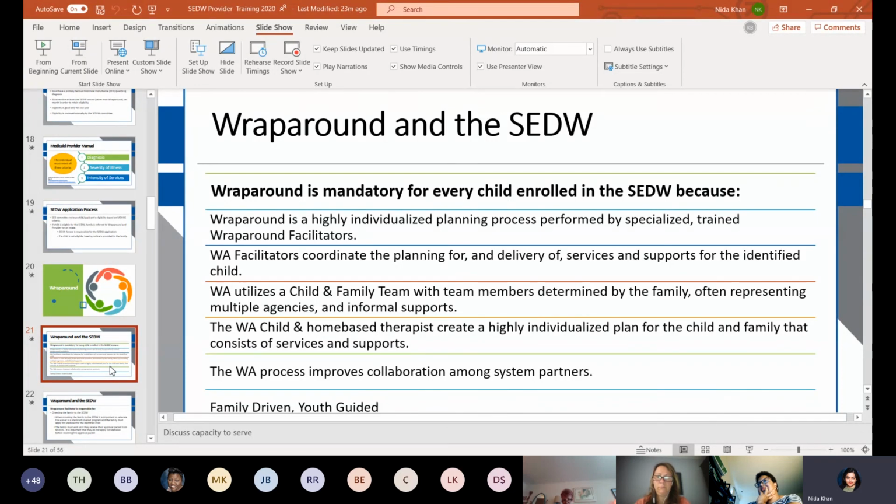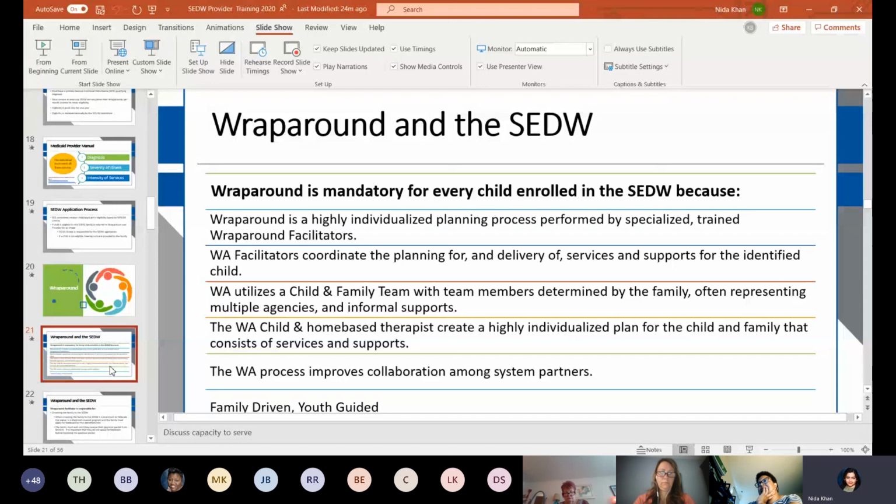It is very important that when you receive a new referral for SED waiver and you begin working as a wraparound facilitator as well as a home-based therapist, that you work together in coming up with the IPOS for the family. Because what we have been seeing is that the IPOS for wraparound are different and the IPOS for home-based therapist are different, and they do not mesh well together. And this is something we get audited on and not do very well.